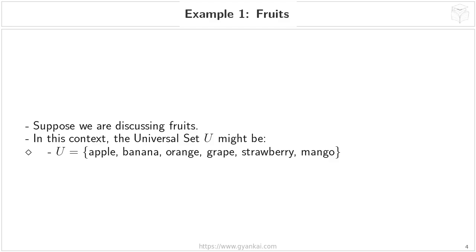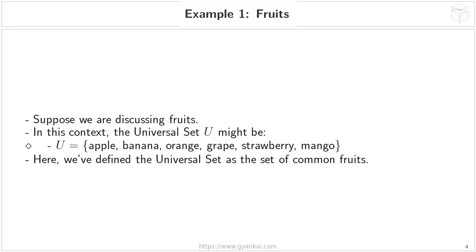Well, we might define it as the set containing apple, banana, orange, grape, strawberry, and mango. Notice I'm simply listing these fruits within curly braces. That's how we represent a set. So we can read this as U equals the set containing apple, banana, orange, grape, strawberry, and mango.